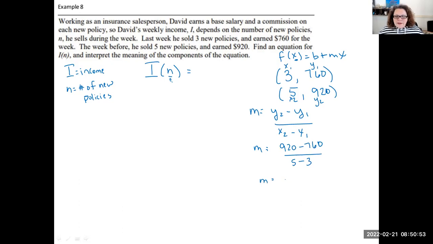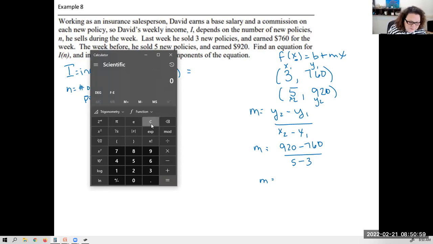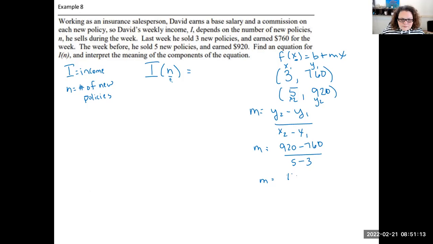So I'm going to whip over to my calculator here. And I'm going to say 920. Let's do this. 920 minus 760 is equal to 160. Divided by 5 minus 3 is 2. So our rate of change is 80.